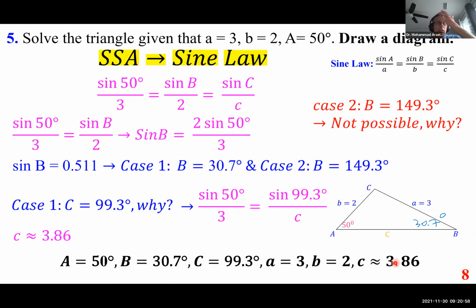Let's discuss case two, and case two is not possible. How do we know that? It's very simple. The very first thing you find is the missing angle. A is 50, B is 149.3. You add them up and you subtract it from 180. The sum is more than 180 degrees. Second case doesn't exist.